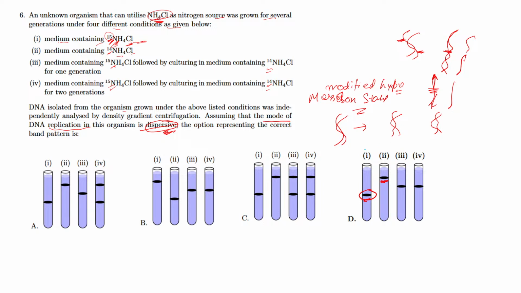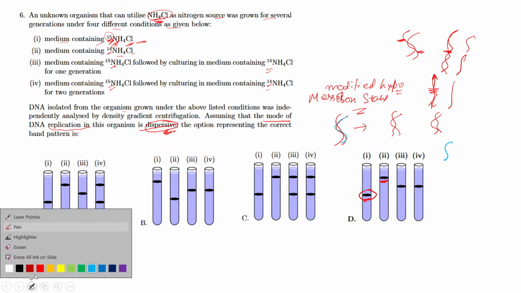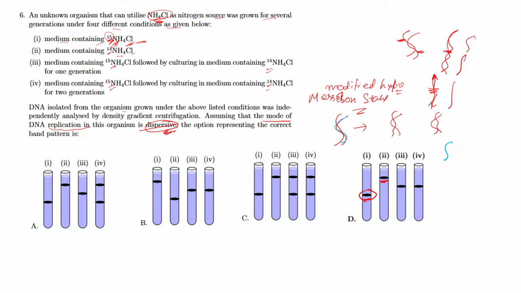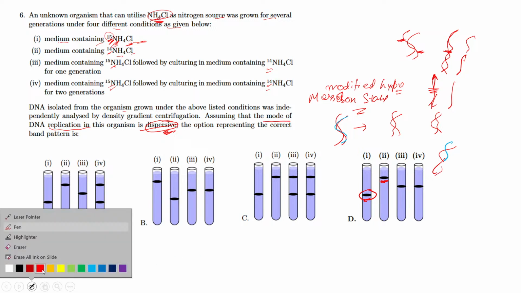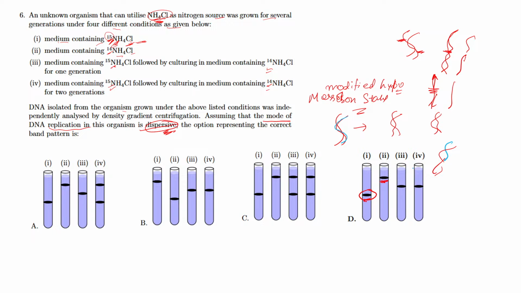Okay. So I have a light band and a heavy band. It's a dispersive medium, so I will have it in such a fashion, something like this. There will be half of blue color and half of red color, somewhat like this. So it will be a dispersive mode.